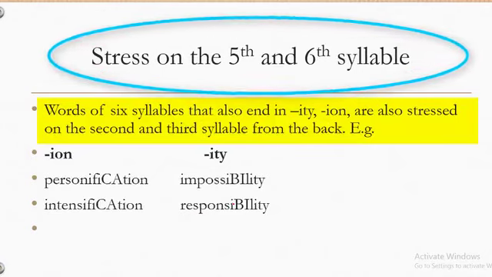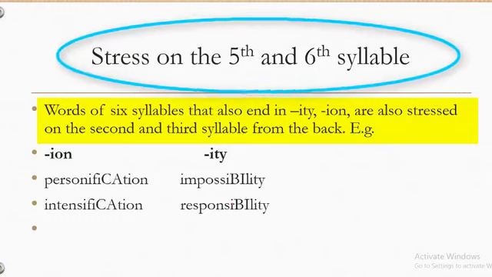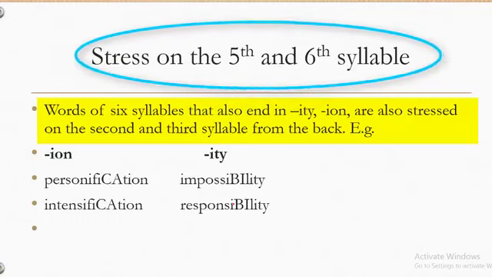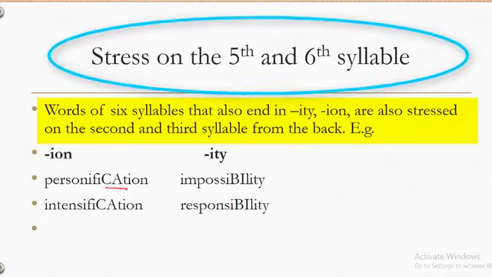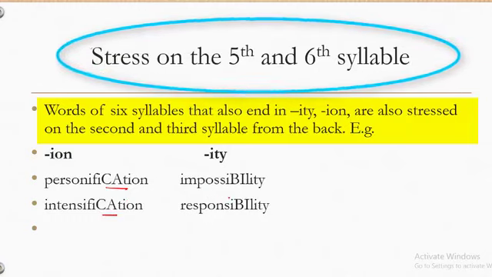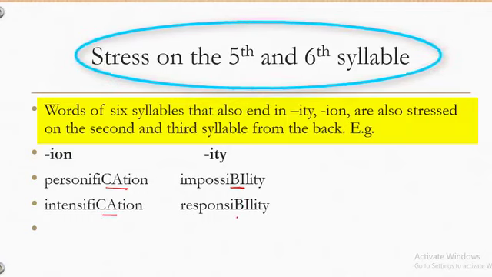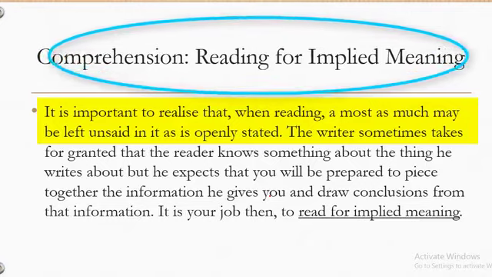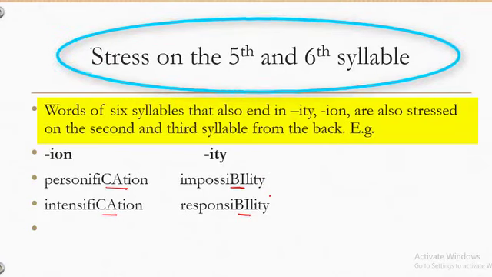And when we have an ION in a six syllable word, please do the same. Stress the second syllable from the end for ION and stress the third syllable from the end on the ITY. Personification, that's six syllables. So the stress is on K. Intensification, but we also could have impossibility, so the stress is on the third syllable from the end, ability, so it's on B. So we also have responsibility. All right, so I believe you got that. So when you practice more on this, you will acquaint yourself and get better on stress pattern.